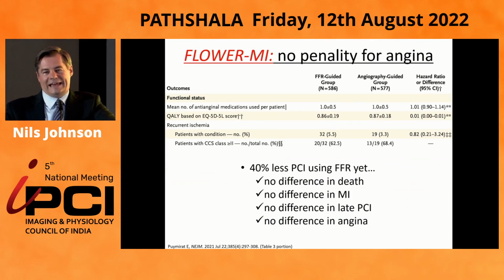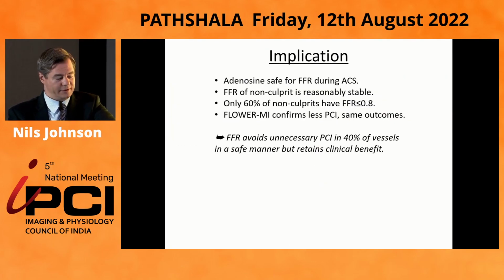Furthermore, if you look at the data, you could flip it around. You can say, all right, there's no advantage to FFR for death or MI, but you know what? There's no disadvantage to it either. So if there's no difference in death, no difference in MI, no difference in late PCI, and if you look at the data at the top of the table in terms of anginal medications or CCS class, you'll see there's no difference in late angina. That means that you can reduce PCI by 40% and still have the same net clinical benefit.